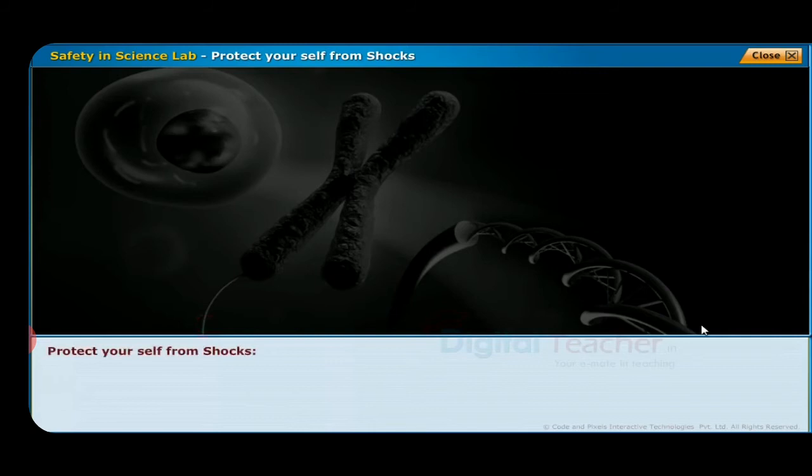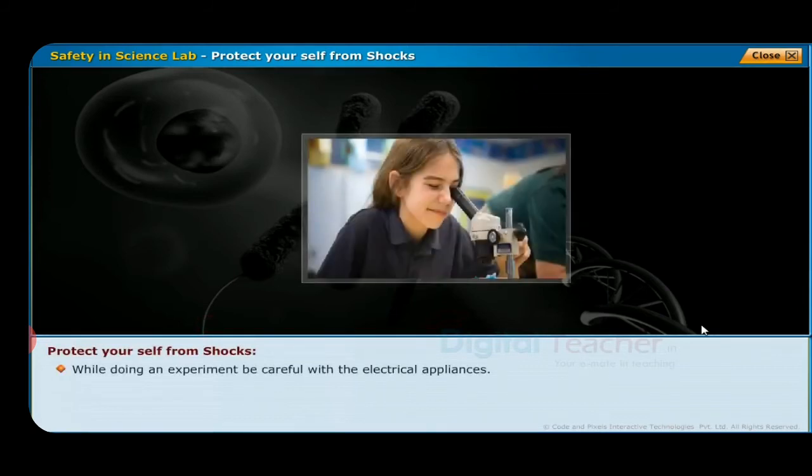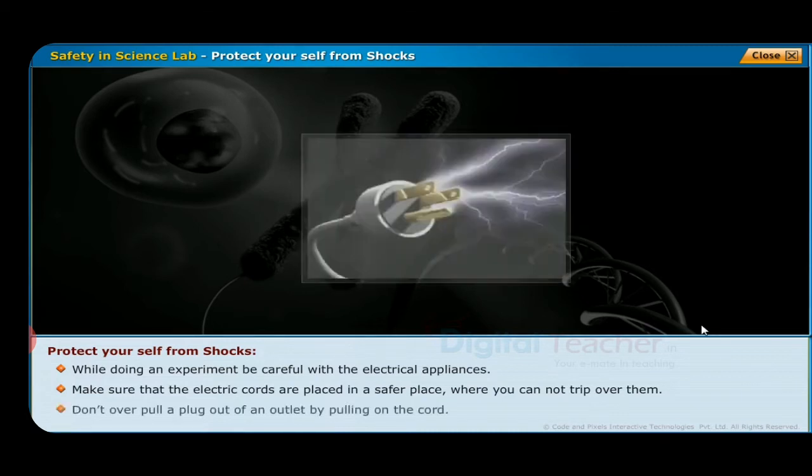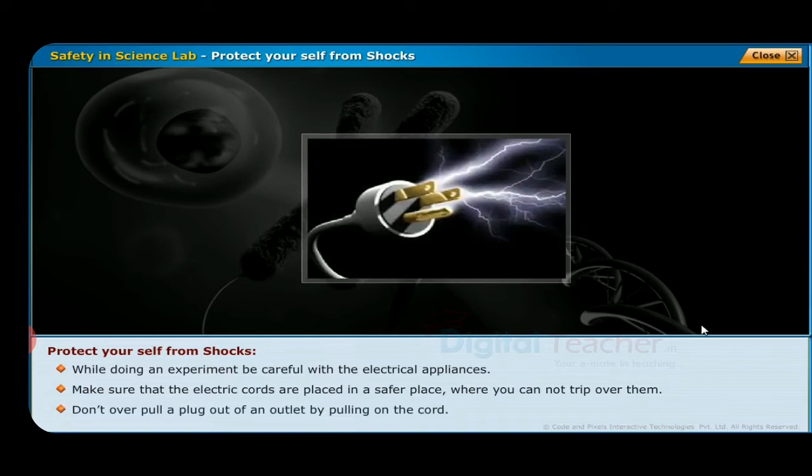Protect yourself from shocks. While doing an experiment, be careful with the electrical appliances. Make sure that the electrical cords are placed in a safe place where you cannot trip over them. Don't pull a plug out of an outlet by pulling on the cord.